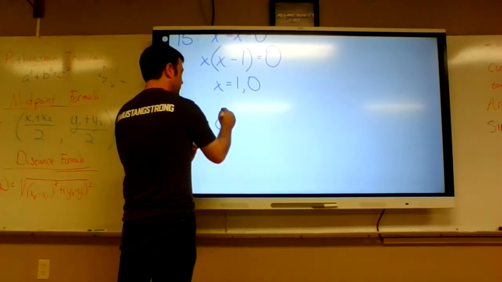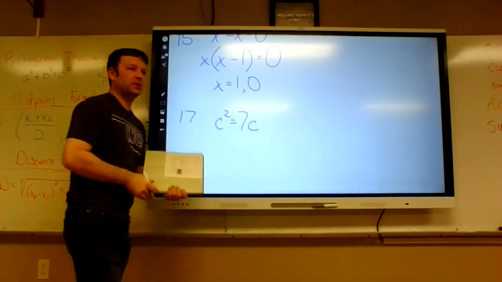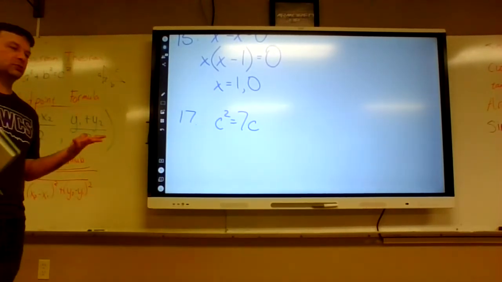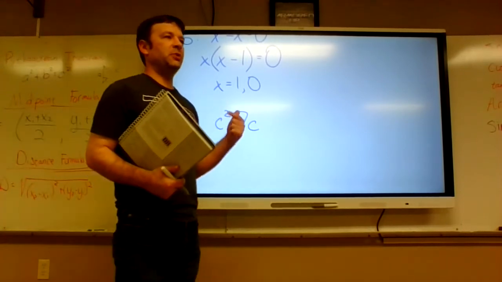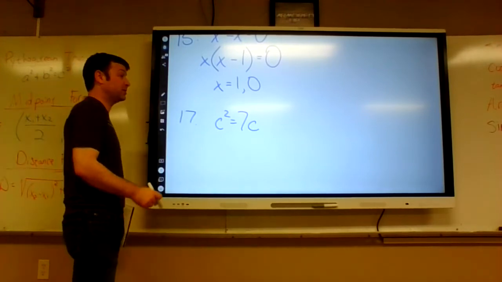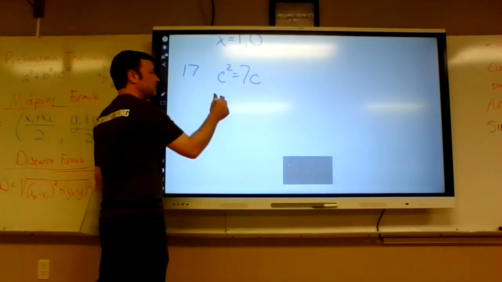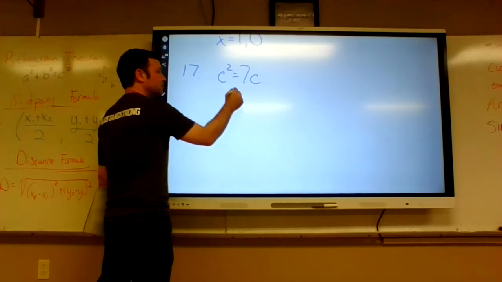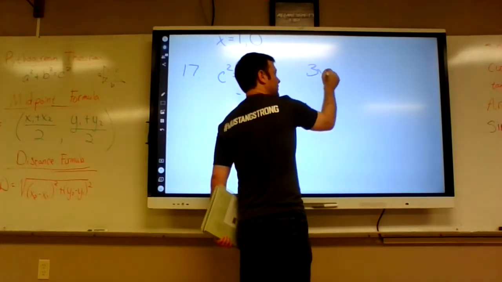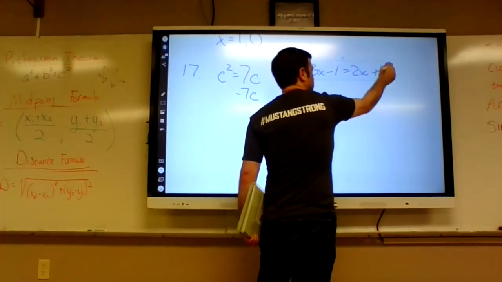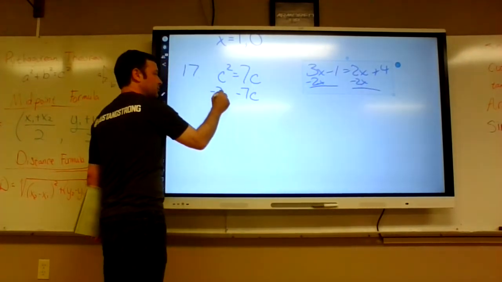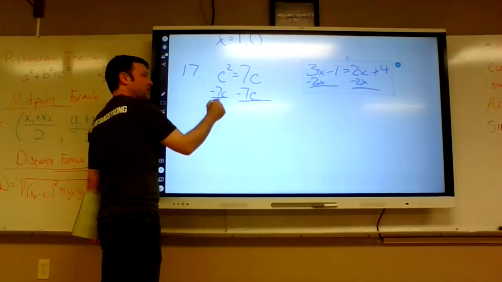c squared equals 7c. You guys know what's different about this one? It's the first problem that we've done that hasn't said equals 0. We need to make it say equals 0 so we can use that 0 trick. So how do I make it say equals 0? Subtract 7c. It's like when you have x's on both sides of the equation, you just subtract 2x on both sides. That's kind of the same thing. So just subtract 7c. These don't mix.